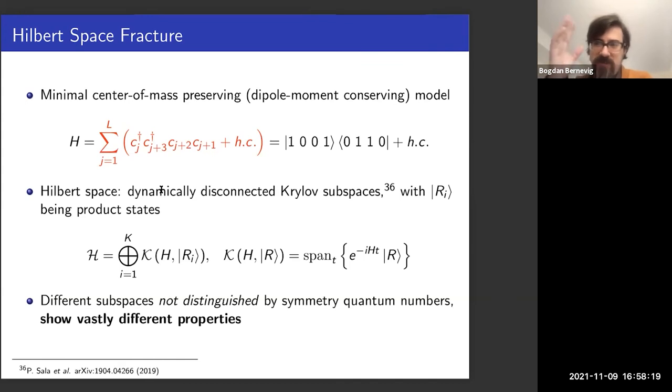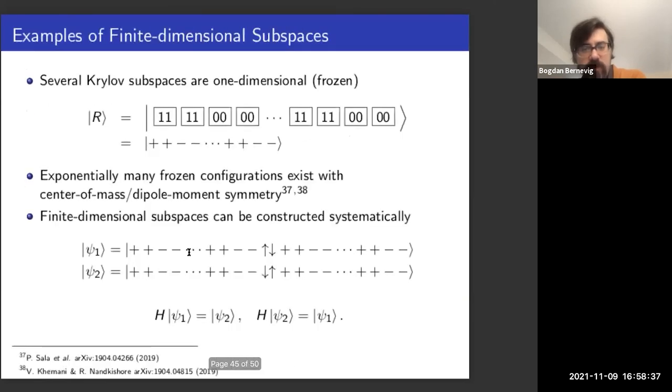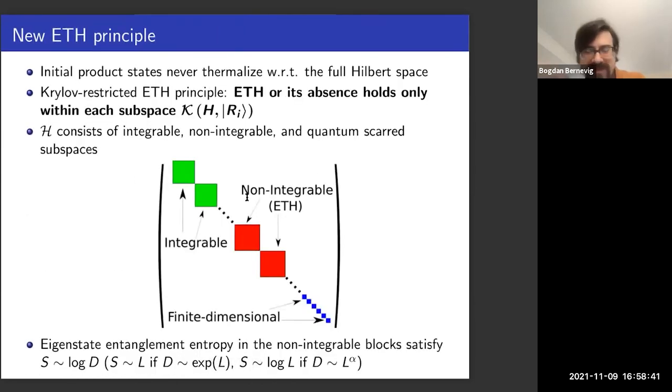For this Krylov subspace, I start with a product state. I hit it with a Hamiltonian, and the Hilbert space formed by hitting the Hamiltonian does not span the full Hilbert space. So if you do this, you'll find these Hamiltonians have what's called, now there's a fancy name for this in quantum dynamics, it's called Hilbert space fragmentation, but it's really just Krylov subspaces that don't span the full Hilbert space.